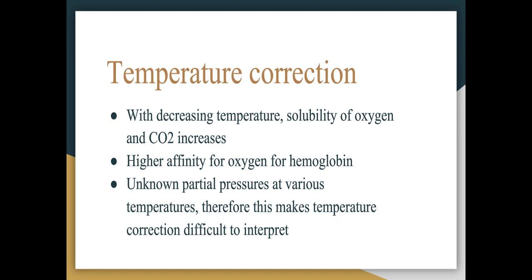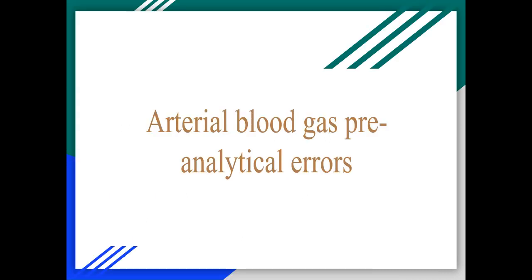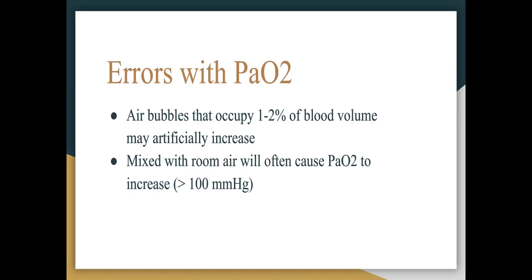Let us now move on to the most important part of the talk, discussing arterial blood gas pre-analytical errors. First, we'll discuss errors with the partial pressure of arterial oxygen. If you draw a sample and there are air bubbles within the sample, even if they occupy only 1 to 2% of the blood volume, this may artificially increase your PaO2.